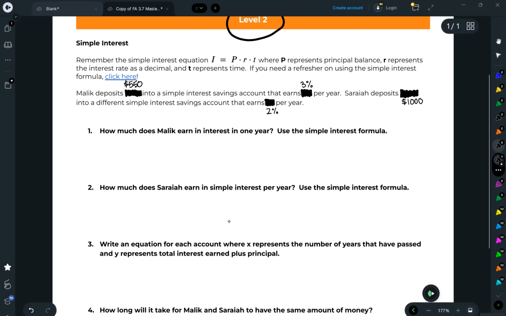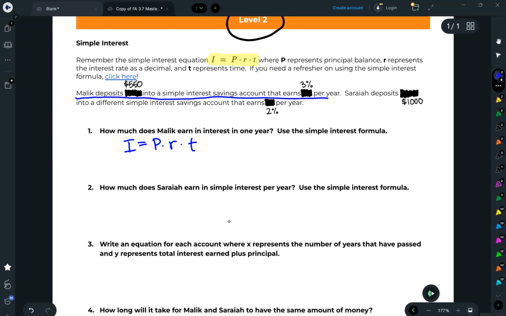Okay, so we're going to use this formula right here. Interest is equal to principal times rate times time. So we're going to use his numbers. 550 is the principal. Interest rate is 3%, so that's 0.03. And it says just 1 year, so we're going to just multiply that times 1. Okay, we do the math on that. Just bring out your calculator. That's $16.50.